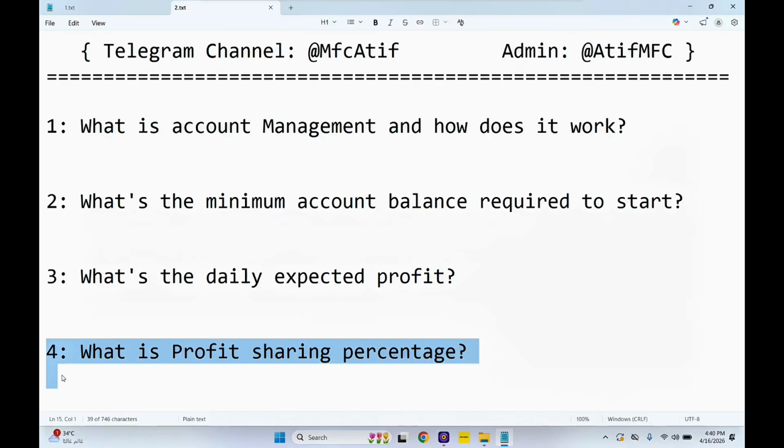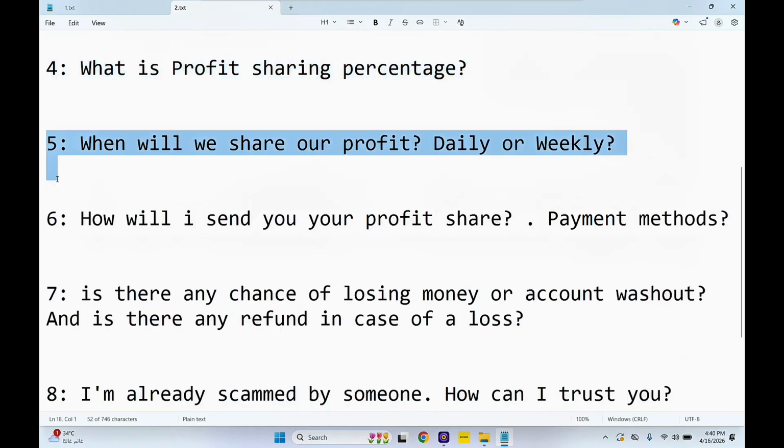Similarly, if your account size is $10,000 and we make a profit of $2,000, then $1,000 will be your profit share and $1,000 will be our profit share. Hopefully you got it clearly. So question number 5 is, when will we share our profit, daily or weekly? So guys, profit sharing will be done after every 10% profit.